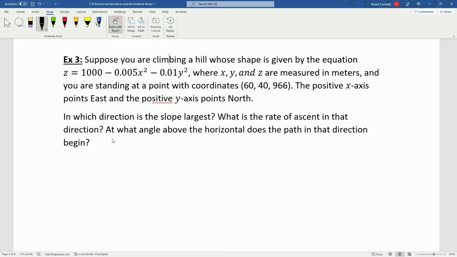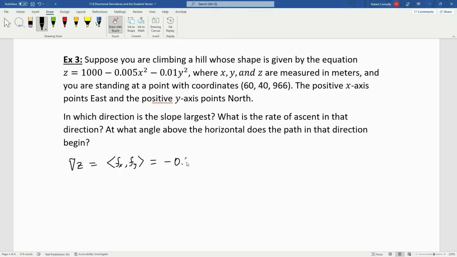Okay, so it's kind of a whole lot going on here. So let's just take each of these one piece at a time. So in which direction is the slope largest at the point? Well, that's the gradient of z evaluated at that point. So let's go ahead and calculate first the gradient. So this should be the partial with respect to x and the partial with respect to y. And what does that give us?